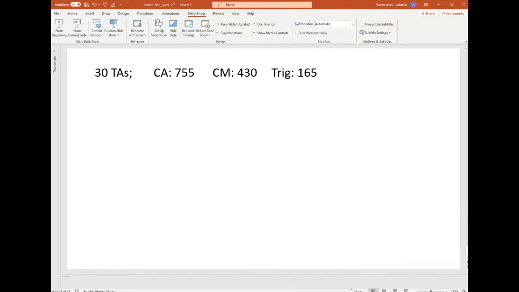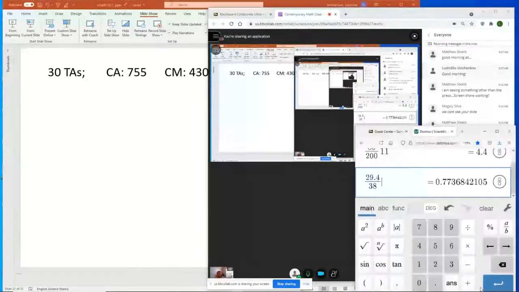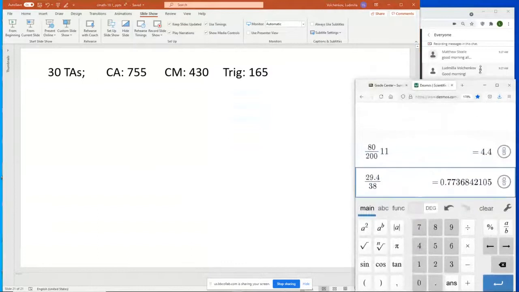And wait a minute. I need the whole screen this time. Let me know if it does not work. Because I want to use the whole screen.